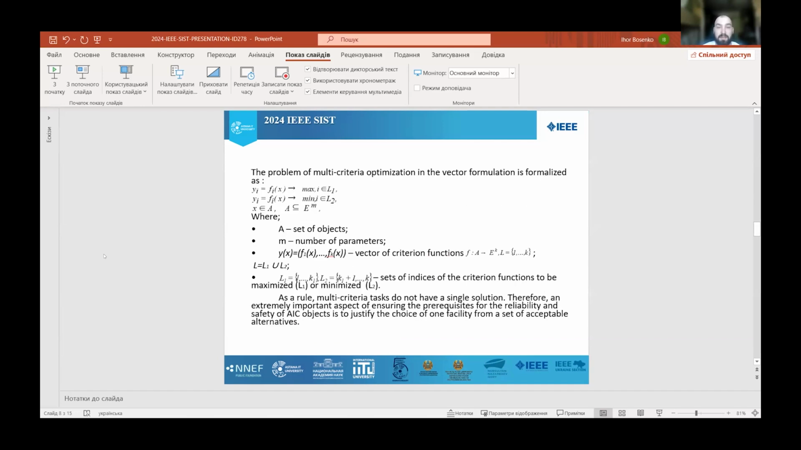The problem of multi-criteria optimization in vector formulation is formalized as formulas on the screen, where A is a set of objects, m the number of parameters, and so on. As a rule, multi-criteria tasks do not have a single solution. Therefore, an extremely important aspect of ensuring the reliability and safety of ACE objects is to justify the choice of one facility from a set of acceptable alternatives.